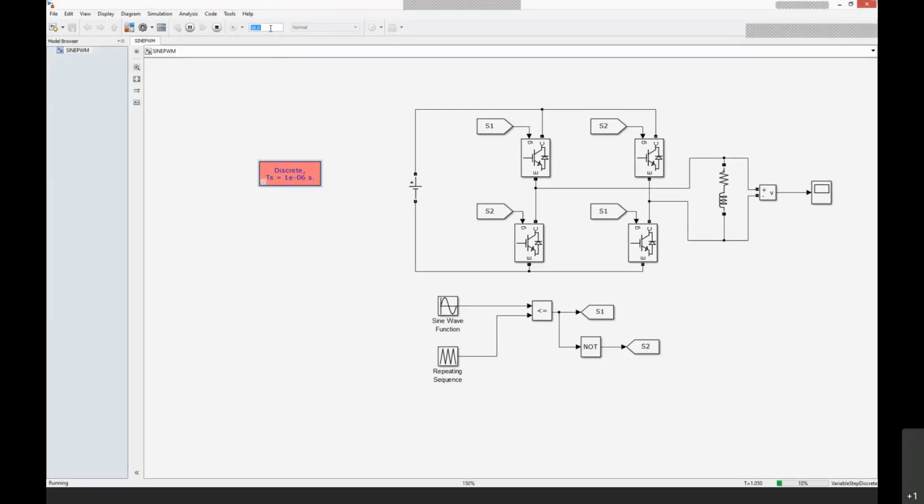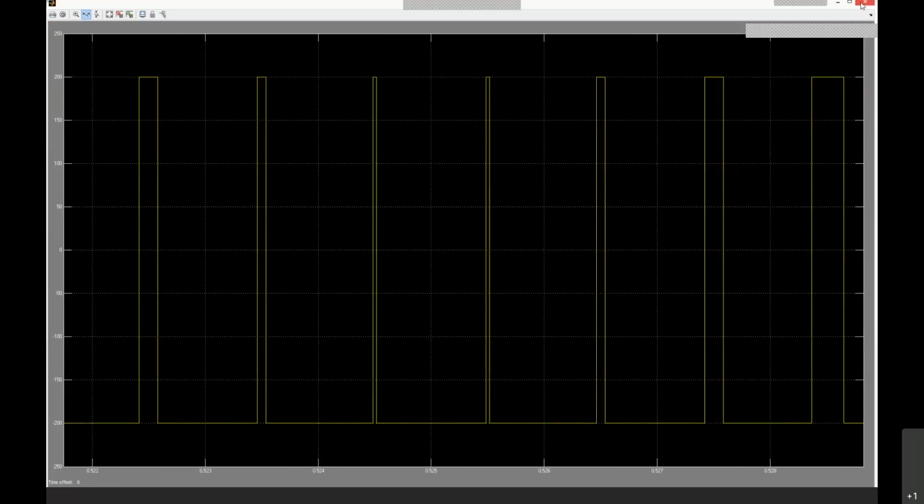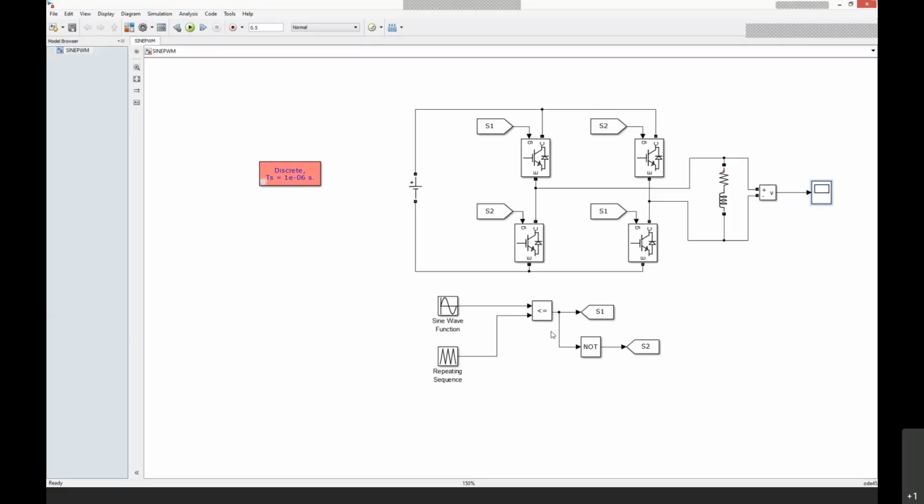So this is running now. I just reduced the simulation time period to 0.5. Now we can stop this and see the output voltage. I have given the DC source as 200 volts, therefore the output voltage is changing from plus 200 to minus 200. Since it's bipolar, the output changes like that only.